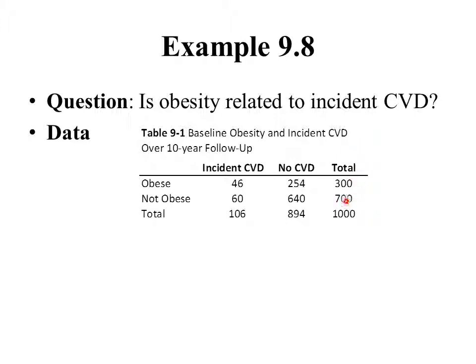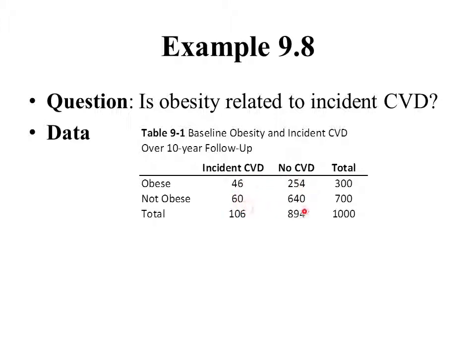So what they did is they enrolled 1,000 people in this study. At the beginning of the study, they recorded whether each person was obese or not. So we had a total of 300 obese people, 700 non-obese people. And then over 10 years, they recorded whether or not each person got cardiovascular disease. So we had a total of 106 got cardiovascular disease, 894 did not get cardiovascular disease.